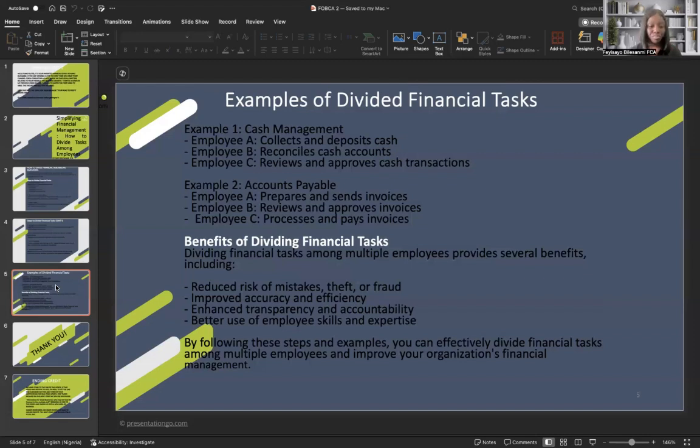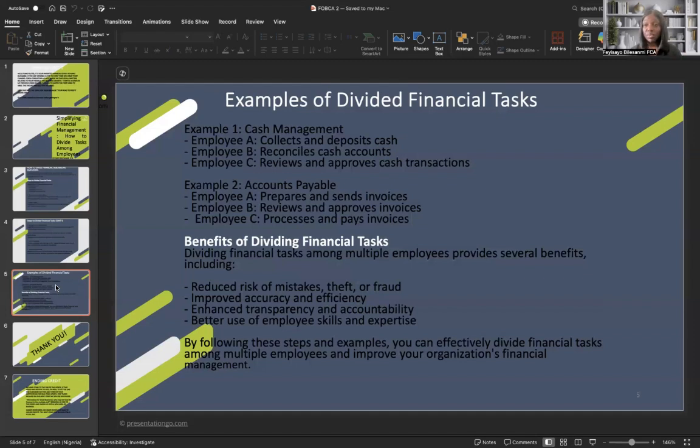Now, what are the benefits of dividing financial tasks? Number 1, it reduces the risk of mistakes, thefts, or fraud, like we've talked about. It improves accuracy and efficiency. I've mentioned this through the course of this particular class. It enhances transparency and accountability.